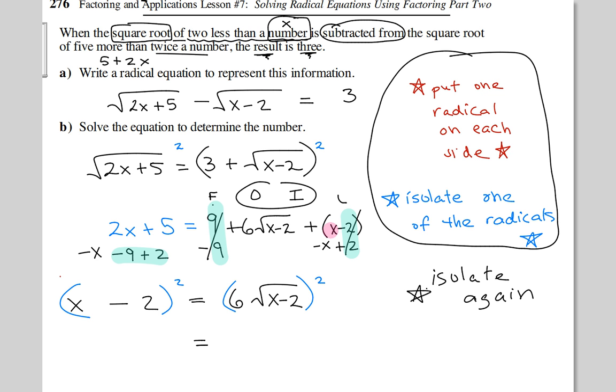Oh, I've seen this before. 36 times x minus 2. The left-hand side you have to use FOIL. You're correct, Shakim. You have to use distribution. So x squared and positive 4 are the front and the end. How does the middle double up? It'll be x times negative 2 twice, minus 4x.